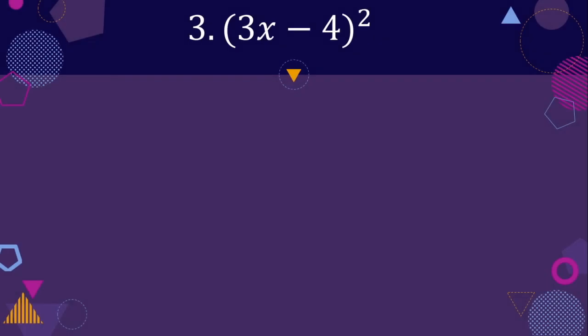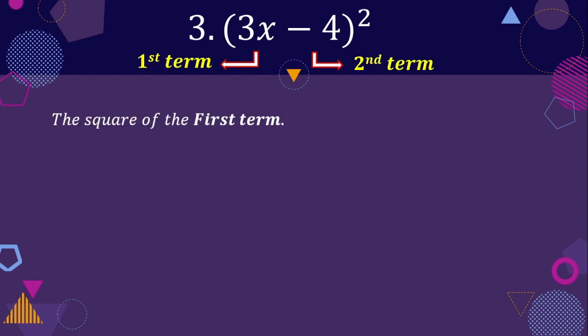For our last example, we have the quantity 3x minus 4 squared. Let us solve. Let's first identify the terms. 3x is our first term and negative 4 is our second term. Proceed to the first step, the square of the first term. We have the quantity 3x squared and the answer is 9x squared.